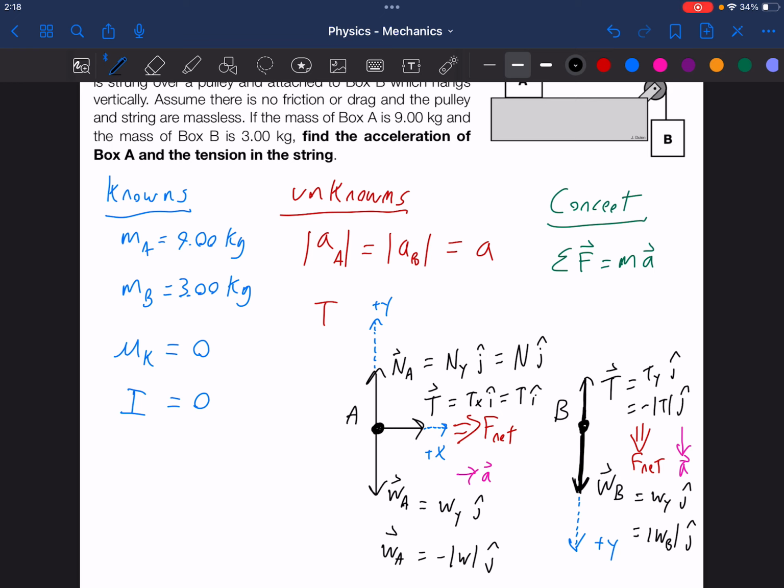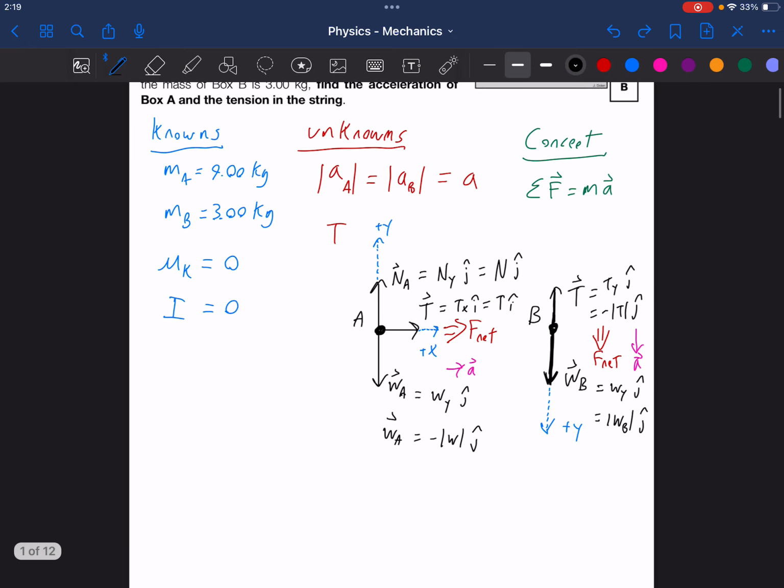Okay, so that was a lot of work writing down these free body diagrams. I haven't even thought about how to solve the problem yet, but it's really going to come in handy when we start filling out the next step of this problem. When we start using our concept to figure out what is the net force on each of my objects, these free body diagrams are going to help me figure out that net force. And that's the hardest part of these problems typically.